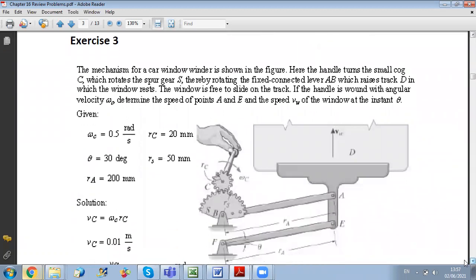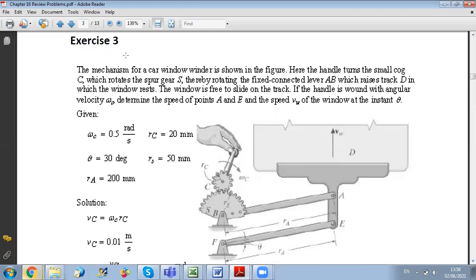The mechanism for a car window is shown in the figure. Here the handle turns the small cog C, which rotates the gear S, thereby rotating the fixed connected lever AB, which raises track D in which the window rests. The window is free to slide on the track. If the handle is wound with angular velocity omega, determine the speed of points A and E and the speed of the window at the instant theta.